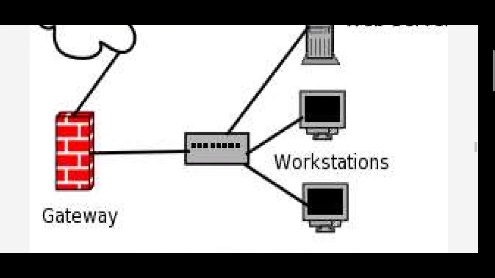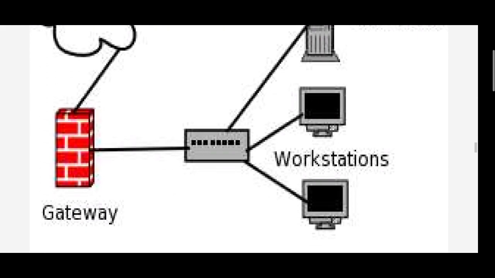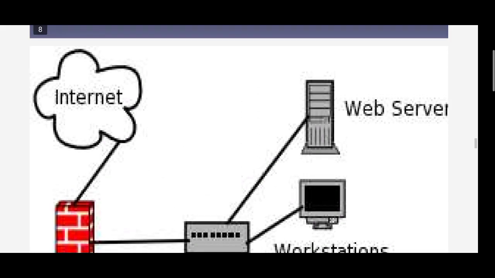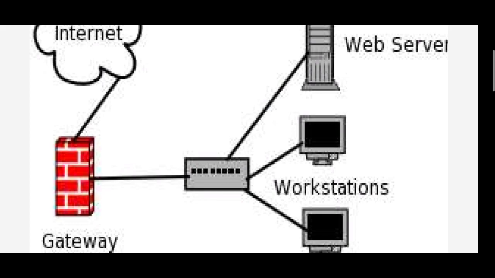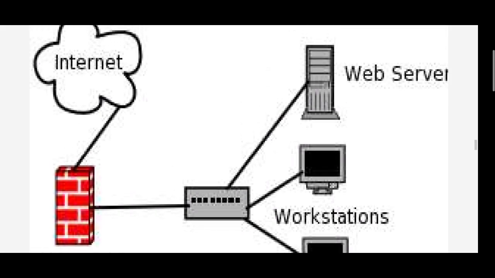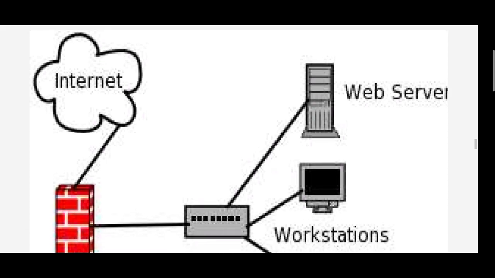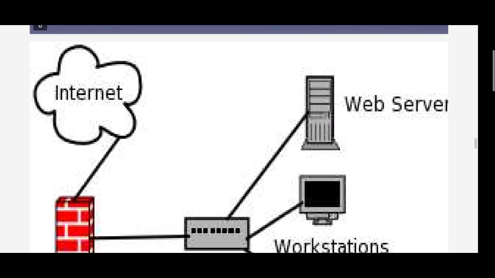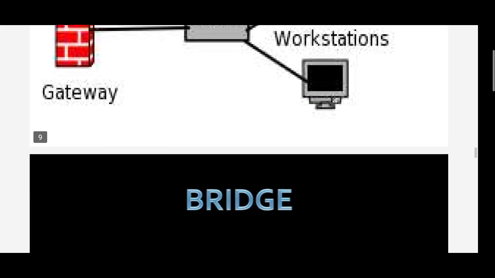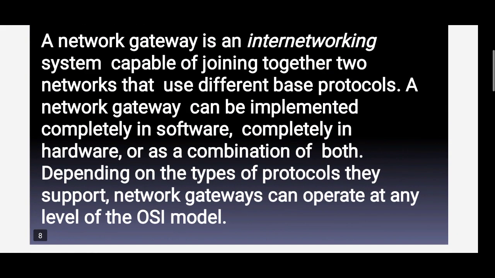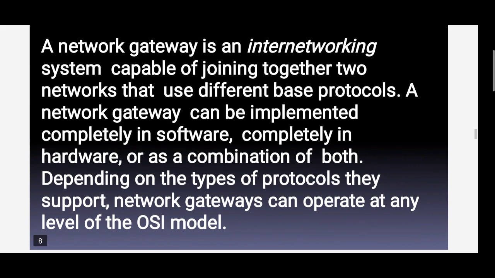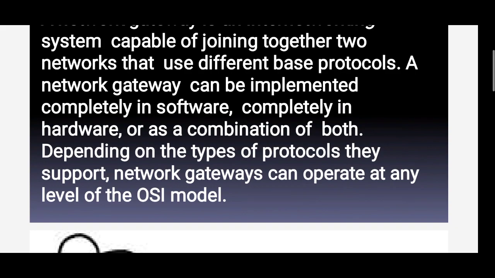Here we have a workstation with a web server. Here we have a gateway. That gateway has an internet facility. Here the gateway is an internetworking system capable of joining together two networks that use different base protocols.